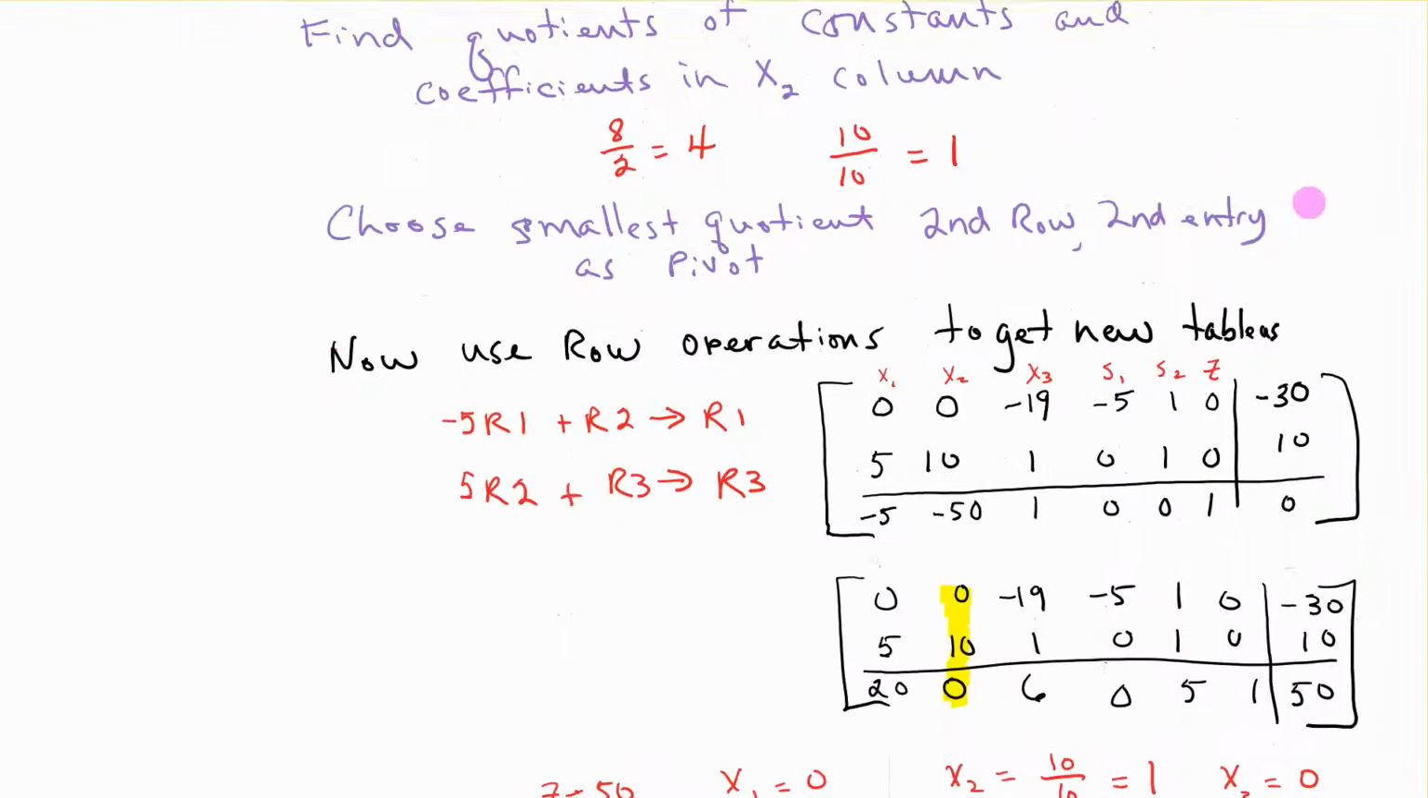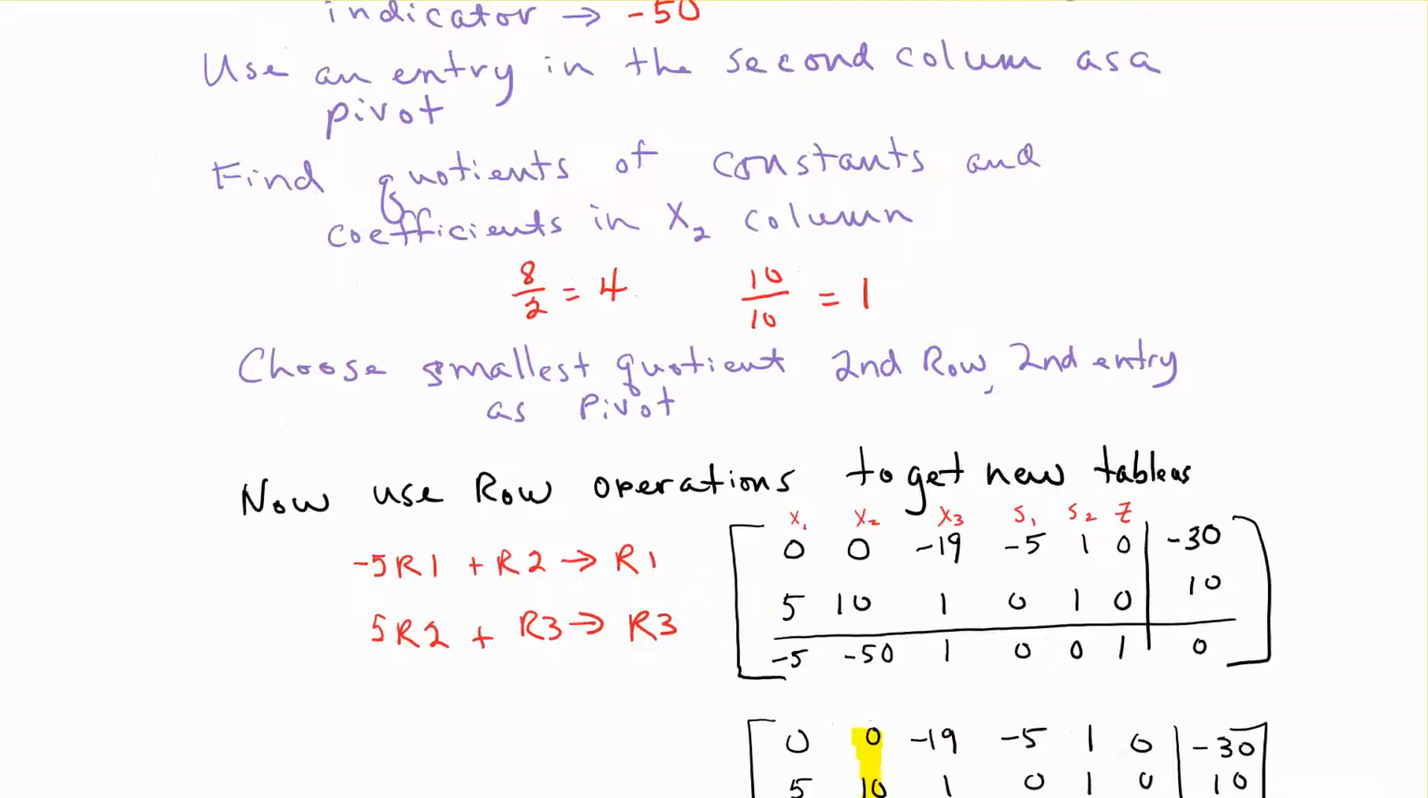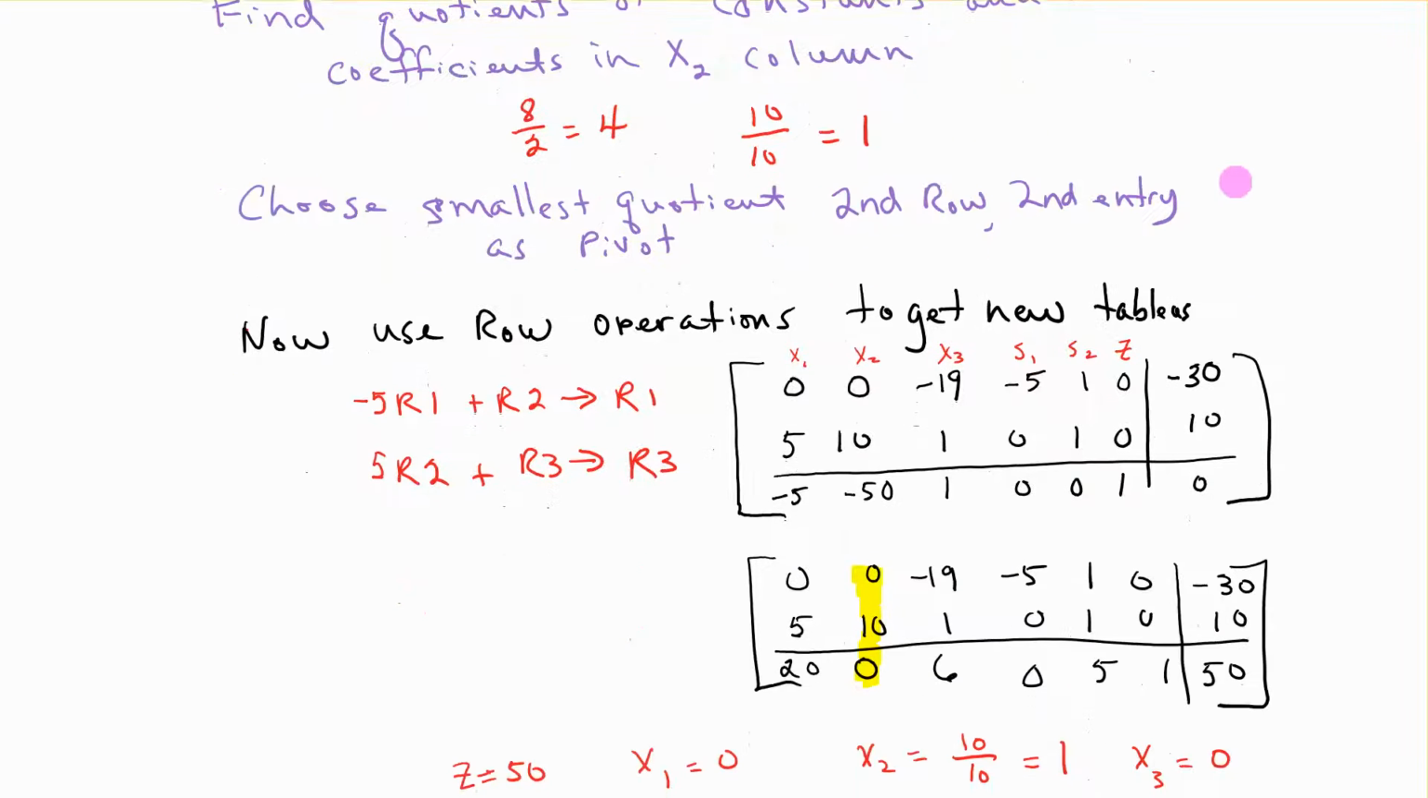Okay? Now we're going to use row operations to get new tables. We're going to try to make these two items zeros. That's what we need to work on. So if I do negative 5 of row 1 plus row 2, that's going to give me a new row 1. Okay? And as you're looking at this, these are my new rows. So when I say that this happened, this is my new row 1. This is my new row 3. 5 row 2 plus row 3 gives me a new row 3.